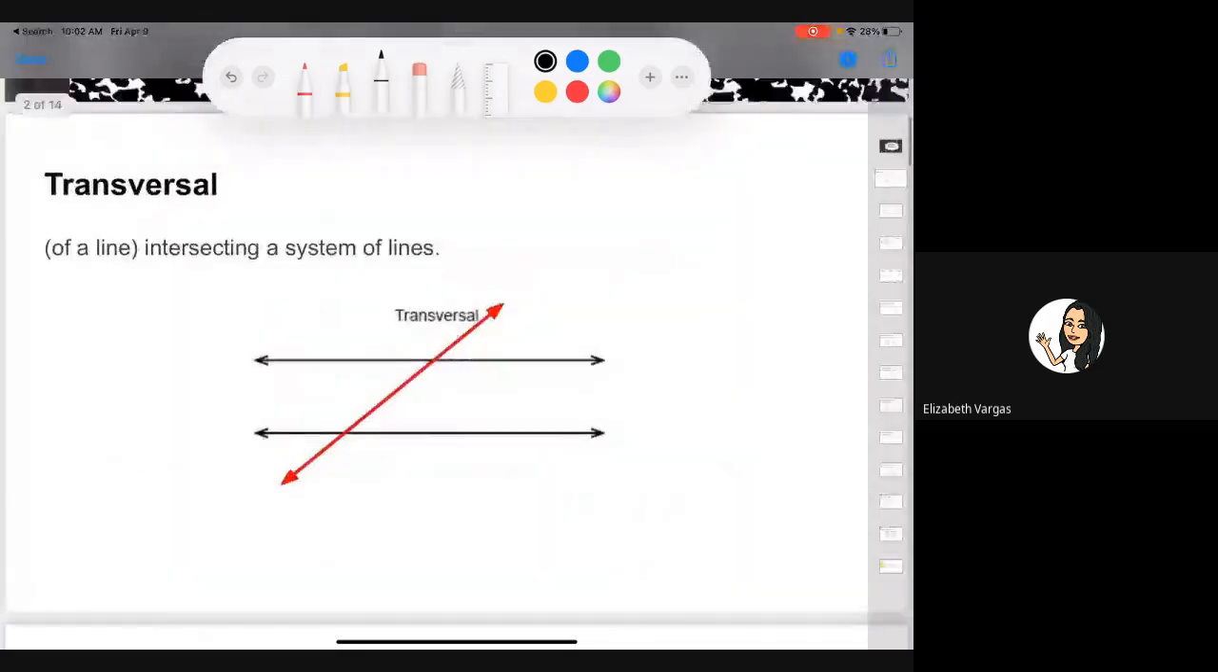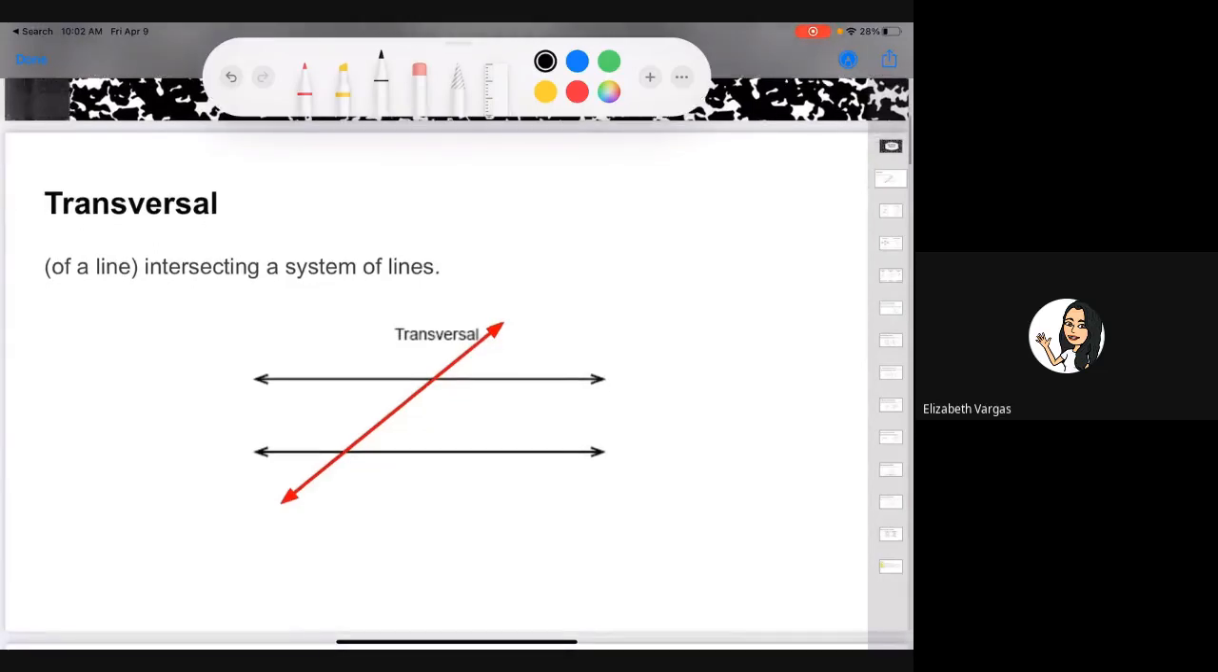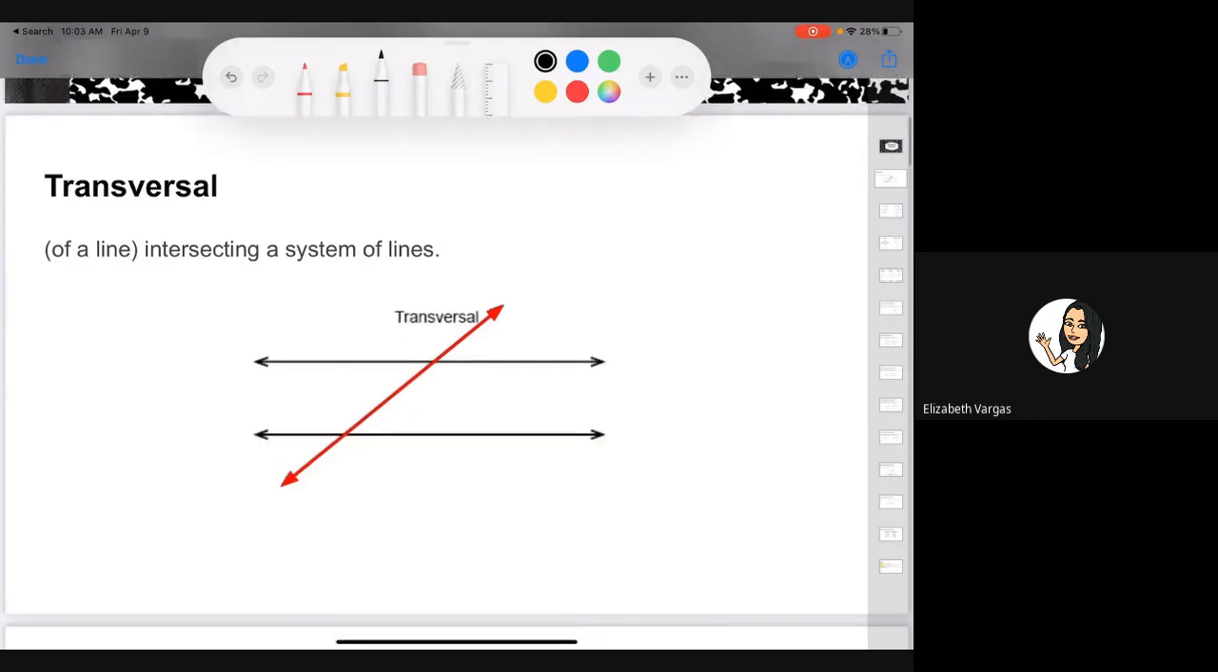Okay, so lines cut by transversal. A transversal is basically an intersecting line which cuts through a system of lines. In this instance, our transversal is the red line, which intersects these two parallel lines. So that is a transversal.